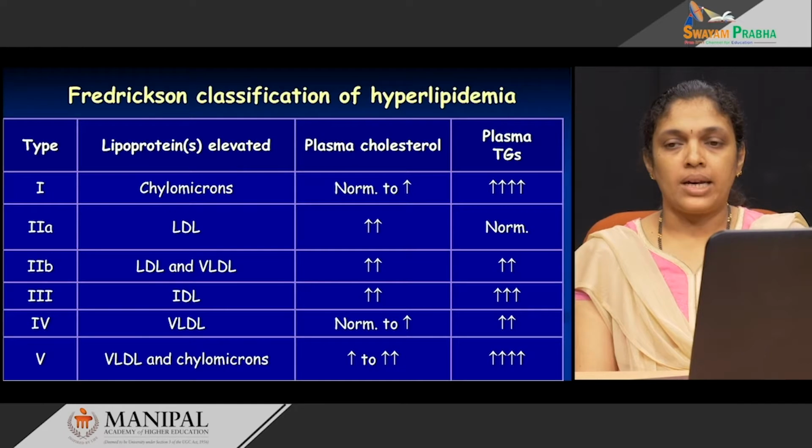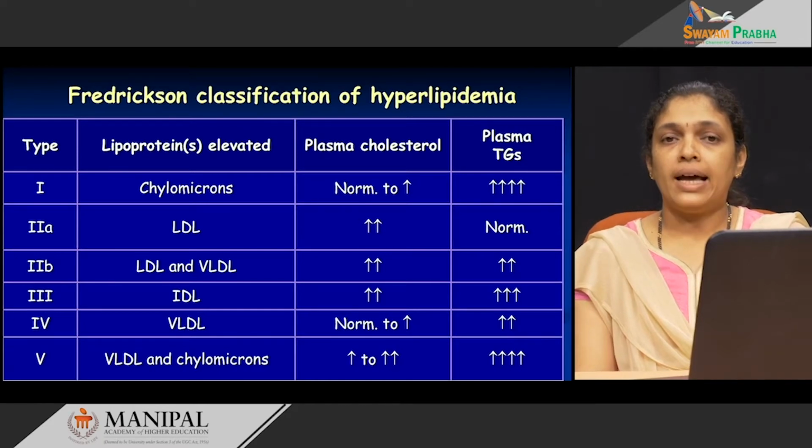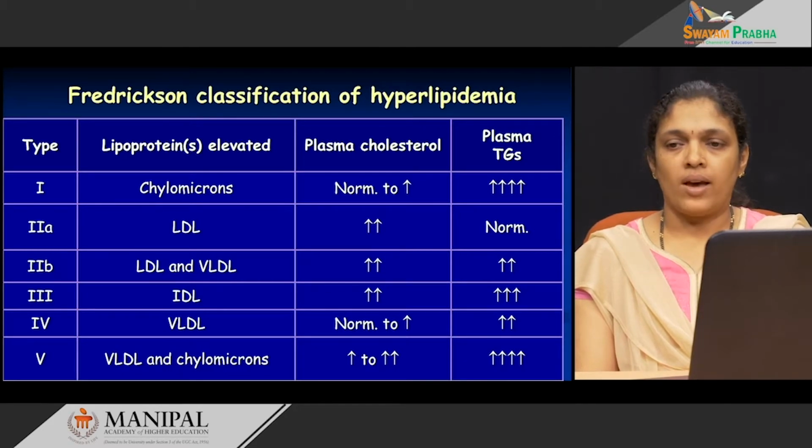Moving on to the next one, type 4, is where you have excess levels of VLDL. The reason for this excess is not known, but the levels of plasma cholesterol and triacylglycerols are elevated. Moving on to the last type, type 5, is where you have excess of VLDL and chylomicrons, which means that there is a marked increase in the levels of triacylglycerols. The reason being the function of VLDL and chylomicrons is to carry triacylglycerol. So, if you have these levels elevated, the lipid which is elevated is the triacylglycerol.